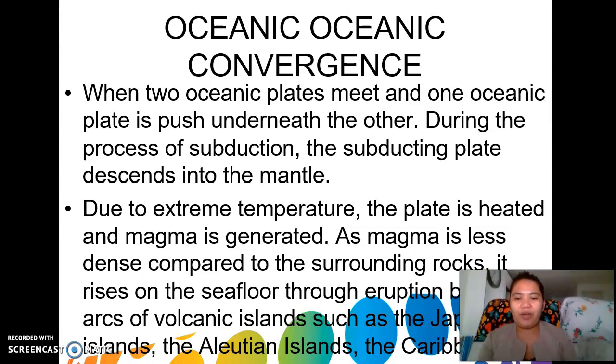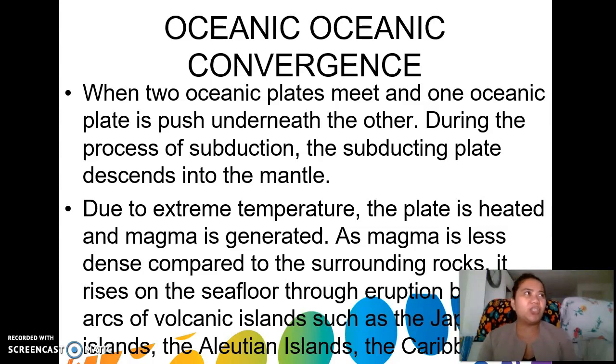Because as you can see, very prominent in the case of the Philippine Islands, we have three huge islands, the Luzon, Visayas, and Mindanao. And together with it are the huge volcanoes that are distinct from one island to the next. Okay? So those are the landforms formed, or very prominent features that you will observe under oceanic to oceanic convergence.